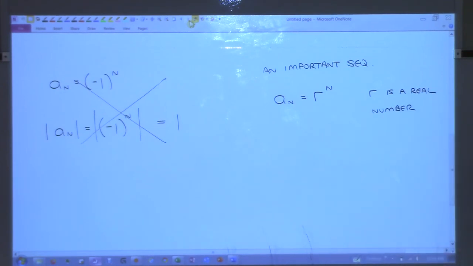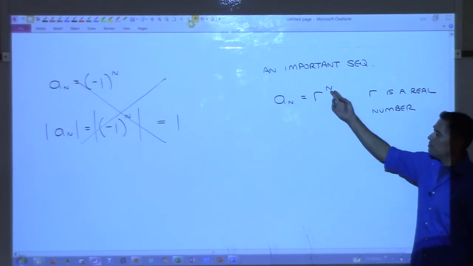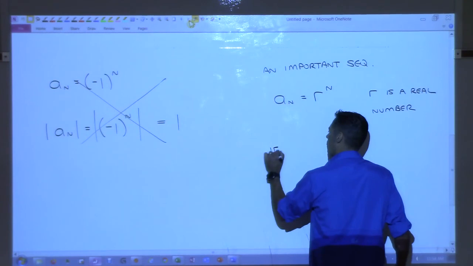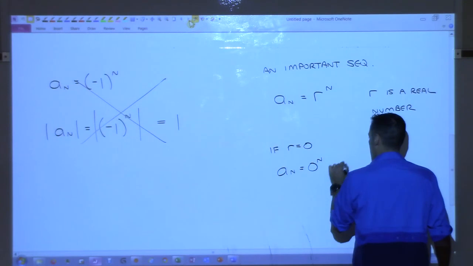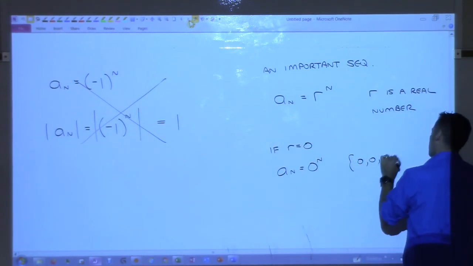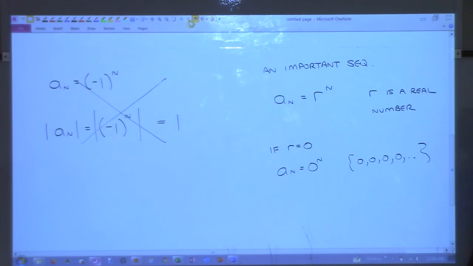What we're going to do is look at this and see if we can come up with a general answer. If somebody just tells me what r is, can I tell you if it converges or diverges? So let's take a look at a couple of obvious ones. What if r was 0? This would converge. Do you all agree? If r is 0, then this sequence becomes 0 to the n, which is just the sequence 0, 0, 0, 0 forever, and that converges to 0.